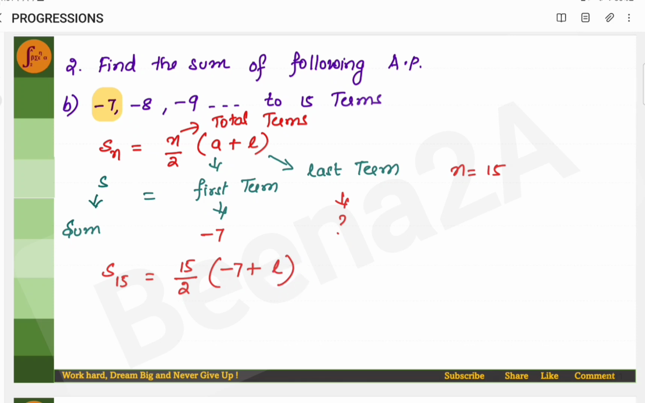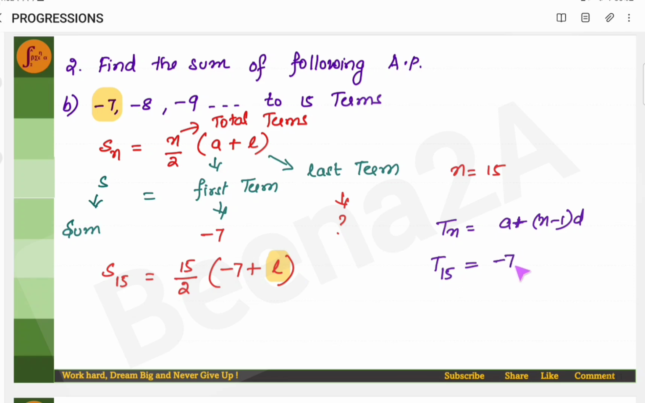I don't know the last term. How do I find the last term? To find the last term, I'll have to use the term formula that we just saw. Tn is equal to a plus n minus 1 into d. This is the term formula, correct? Now I need to find the last term. Since the sequence has 15 terms, the last term is the 15th term. So it's going to be T15. N is 15. T15 is A.